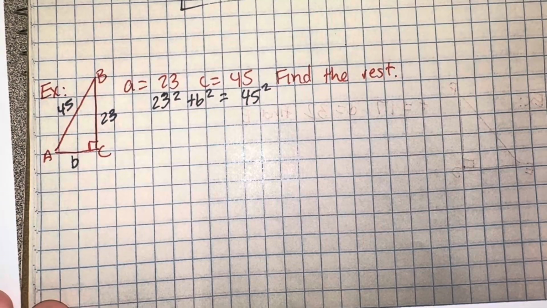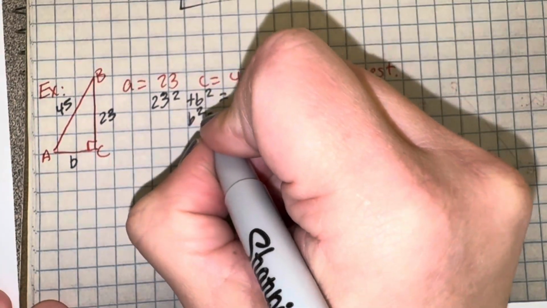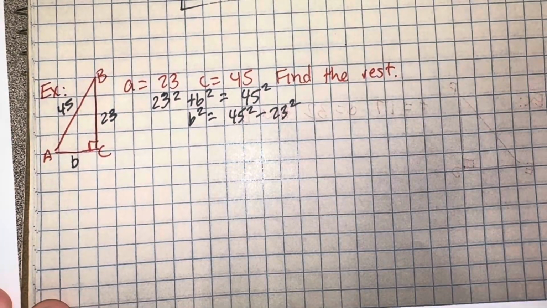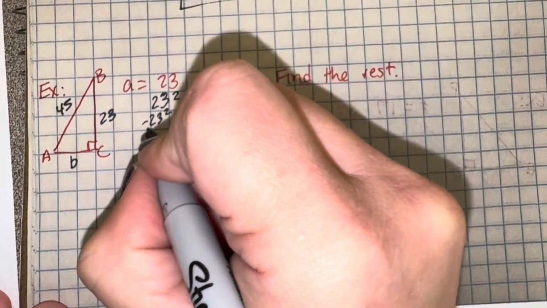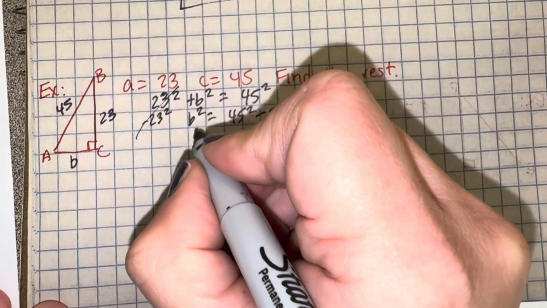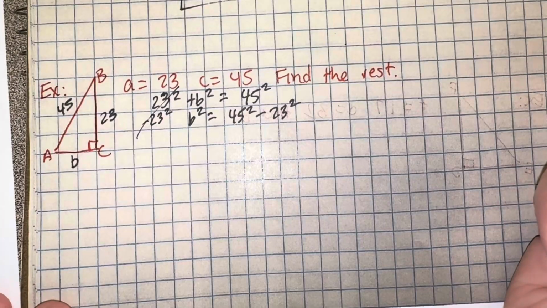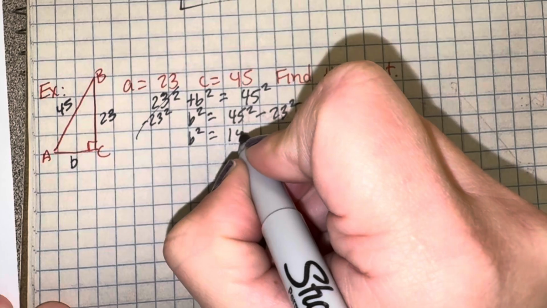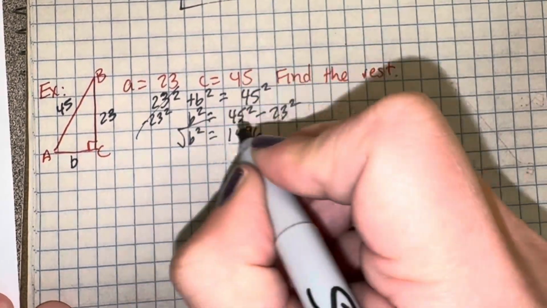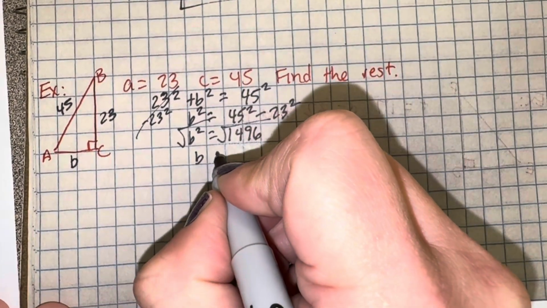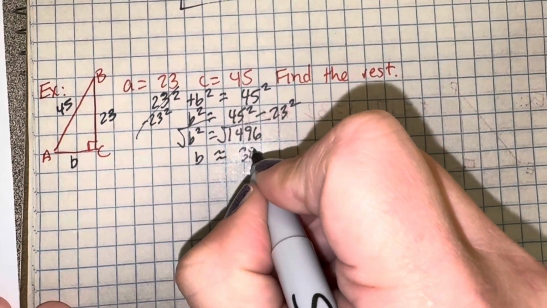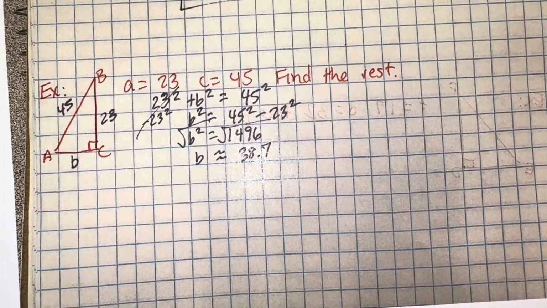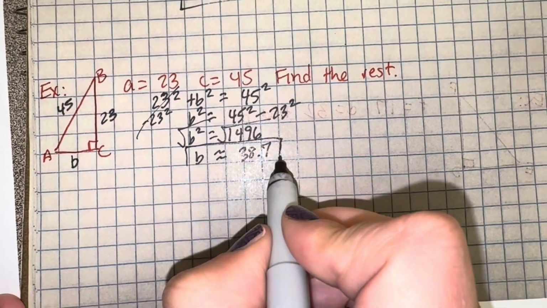Okay, so I can get rid of that, and I have b squared equals that. I'm going to throw that in my calculator, and I get that that is 1496, and I find that b is about 38.7. If I'm rounding, I use this squiggle for an approximation. So that's that side, 38.7.